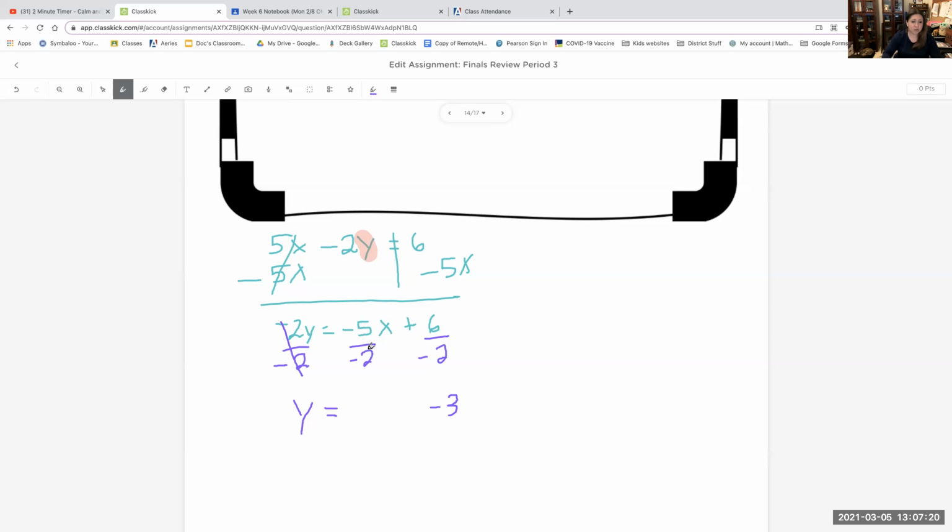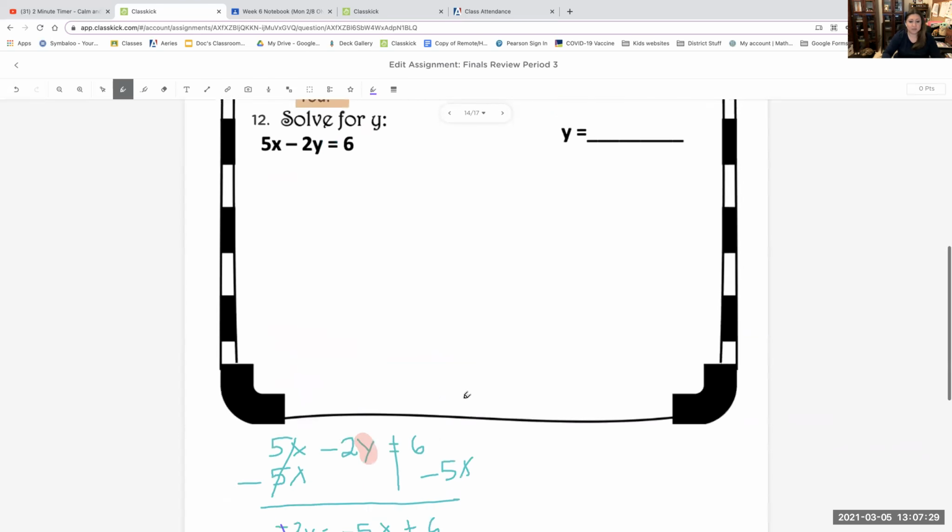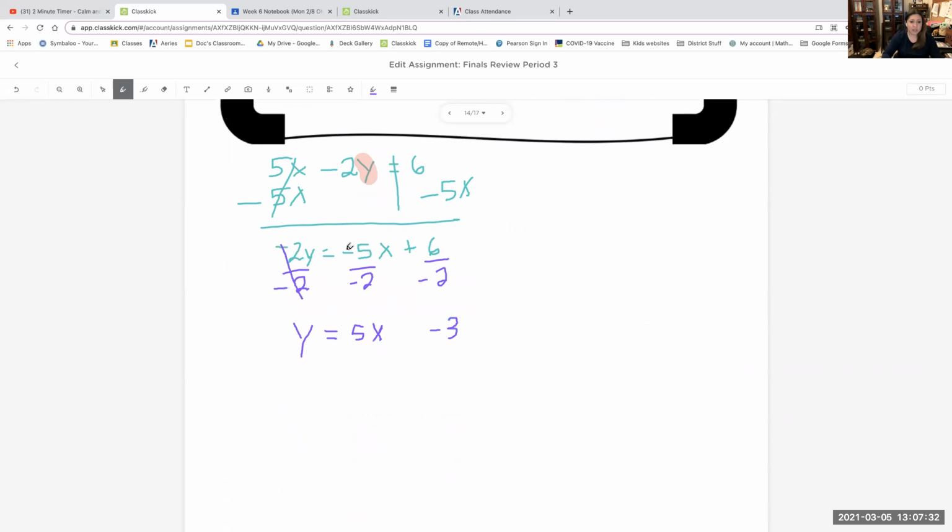This is the part that's freaking you guys out. Some of you are just going 5x, but I have a negative here and a negative here. So that means this is going to be a positive. Can 2 go into 5? No. I mean, it can, but not evenly. So we're just going to leave it alone. We're not going to do anything with that. So what's our equation? Y equals 5/2x minus 3.